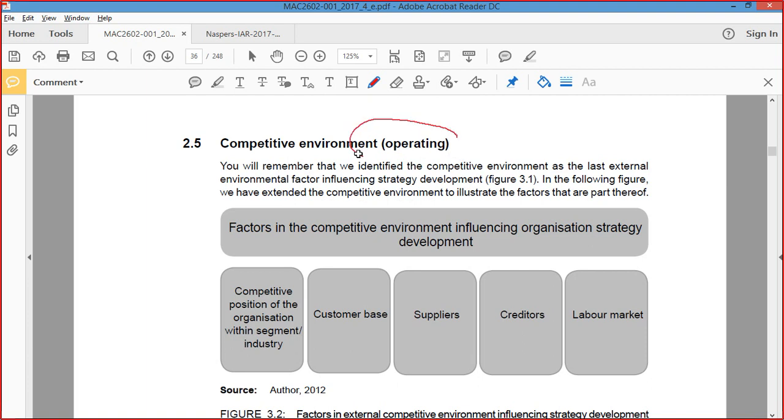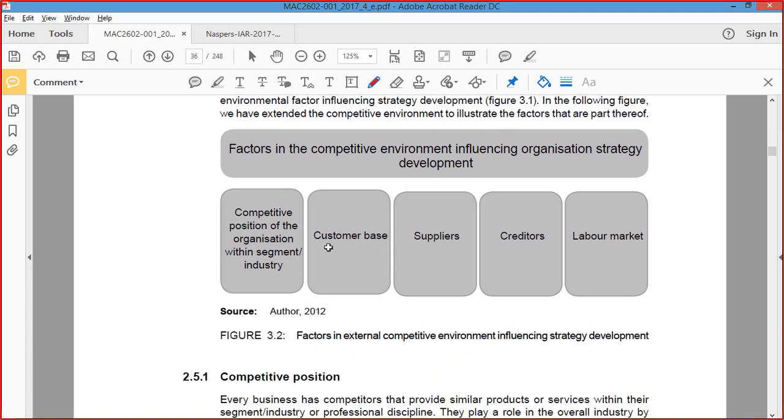Yes. Competitive environment, that's the operating. Some environments are very competitive. For example, boxing. Only one boxer can win. That's something very competitive. So in terms of operating, we're looking at the way they react, the way that they act, and how we are going to deal with those factors. If we're looking at things from a business point of view, what's going to affect the business in terms of competition? Well, definitely our customers, our suppliers, our creditors, our labor.